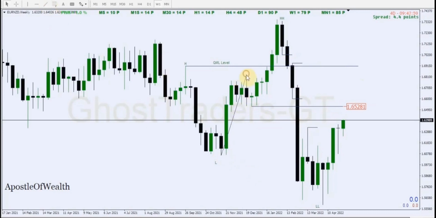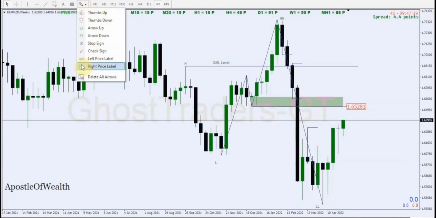If you pull this like this, and then you draw something like this, you get to see that this is actually a breaker structure within the QML structure. So this is the level of our breaker here. When price gets to this level, we're going to be looking for sell profiles at this level, 1.65. But I believe price will push up a little bit to get to this level here, just to close this fair value gap completely.